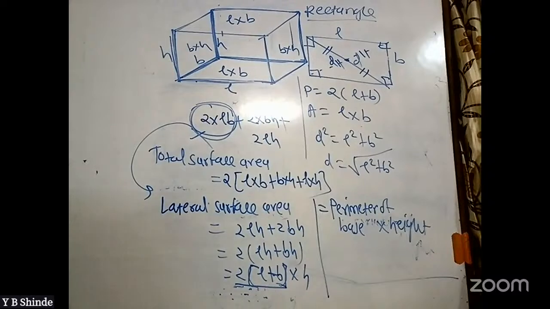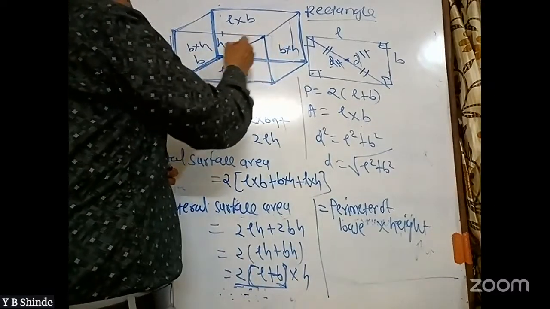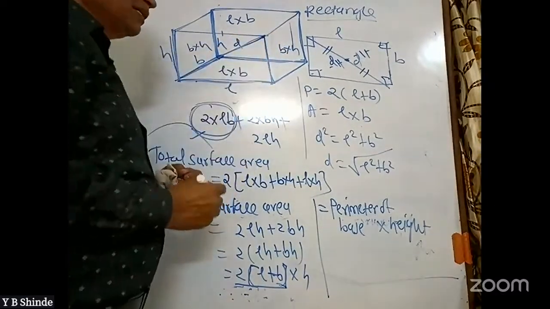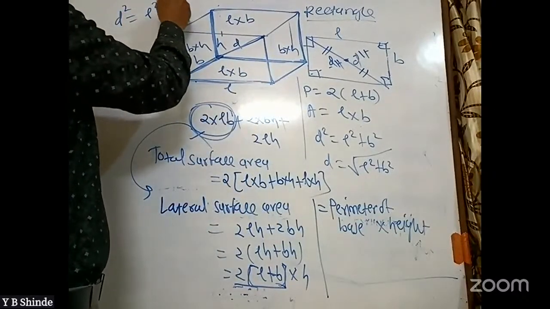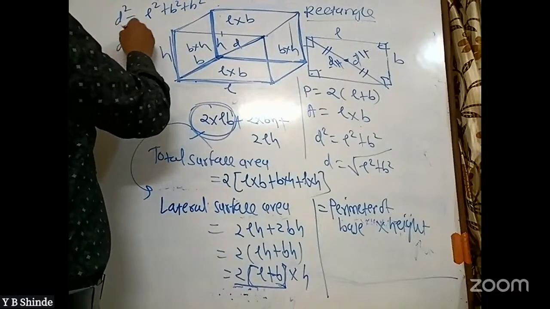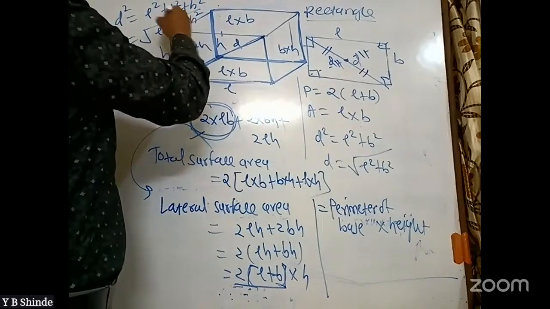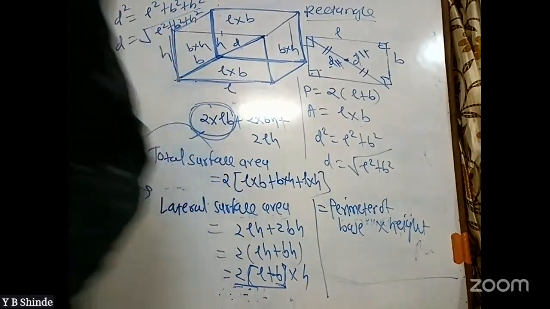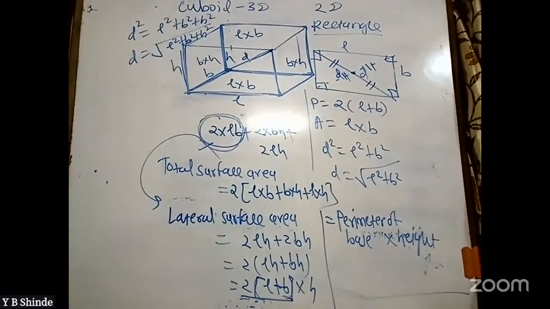This is cuboid. Again, the question about the diagonal of cuboid. See here the diagonal. Let me show the diagonal. First look at the diagonal. See here. This vertex and this vertex, these two are joined. This is the diagonal. And the diagonal will be what? I have written here. Diagonal D square is L square plus B square plus H square. So D will be root of L square plus B square plus H square.